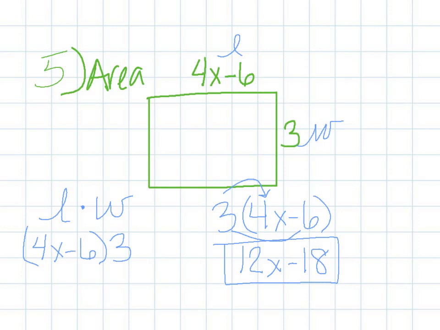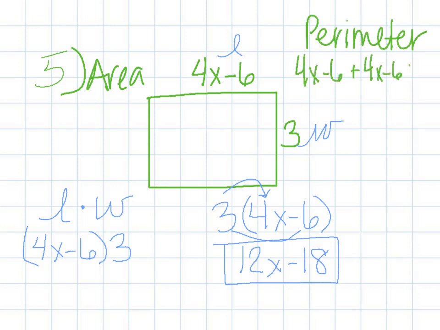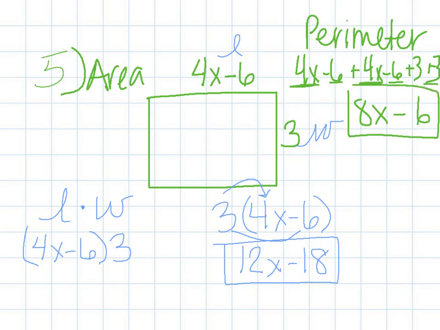And if it asks for perimeter, we would simply just add up all of our sides. You do not have to write this one down, but if it asks for perimeter, we would do 4x minus 6 plus 4x minus 6 plus 3 plus 3. Kind of squished it in there. And we could combine like terms. So we would have 8x minus 6 plus 3 would simply be minus 6. And there is our perimeter.